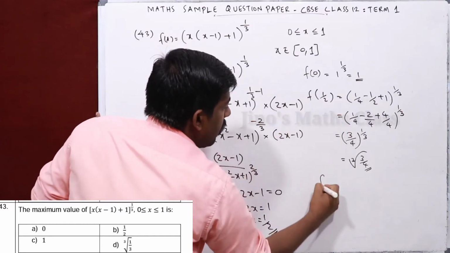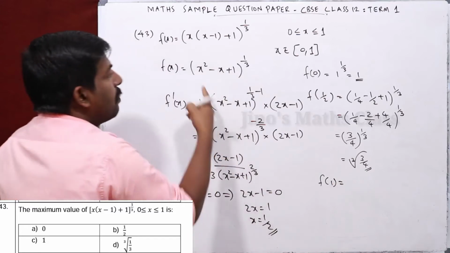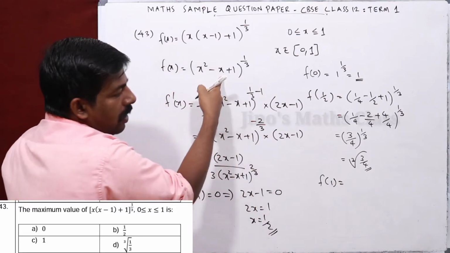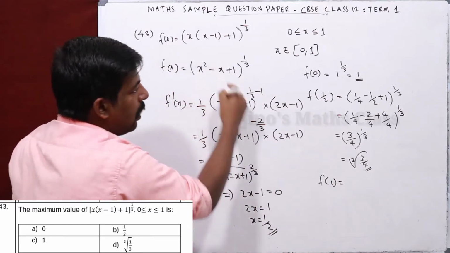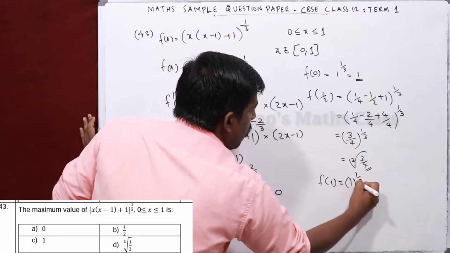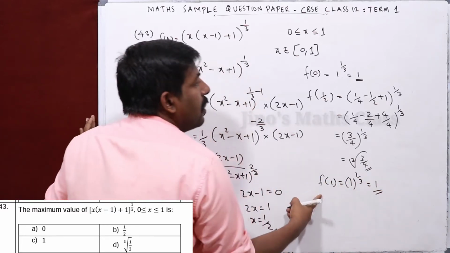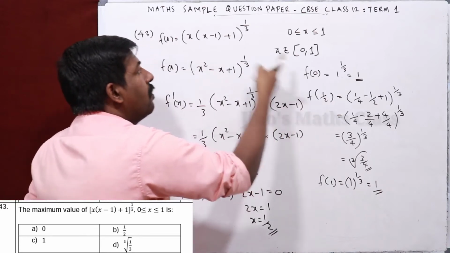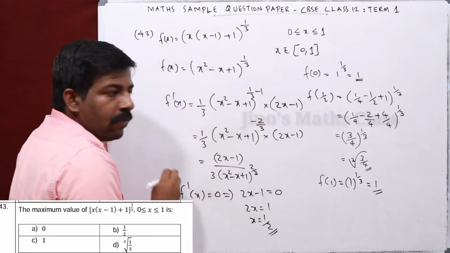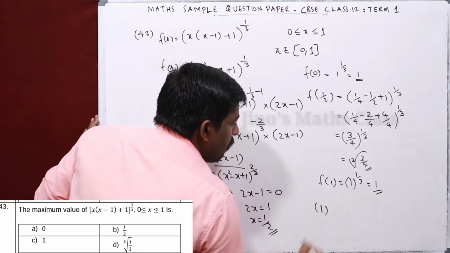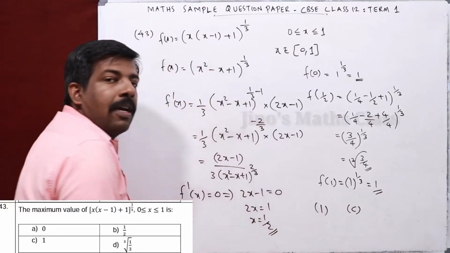Now we can move to f of 1. When we substitute here, we are getting 1 minus 1, into 0, plus 1, that is 1 power 1 by 3, which is also 1. So that's why we can say the maximum value of this function in this closed interval is 1 only. Therefore option C is the correct answer.